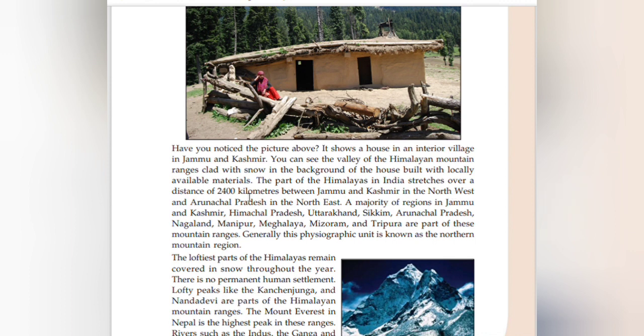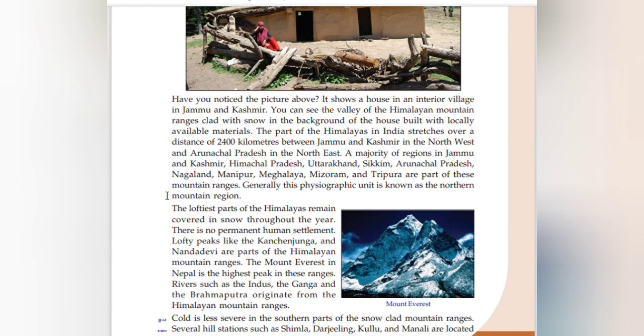over a distance of 2,400 kilometers between Jammu and Kashmir in the northwest and Arunachal Pradesh in the northeast. Majority of regions in Jammu and Kashmir, Himachal Pradesh, Uttarakhand, Sikkim, Arunachal Pradesh, Nagaland, Manipur, Meghalaya, Mizoram, Tripura are part of these mountain ranges. Generally, this physiographic unit is known as the Northern Mountain Region.